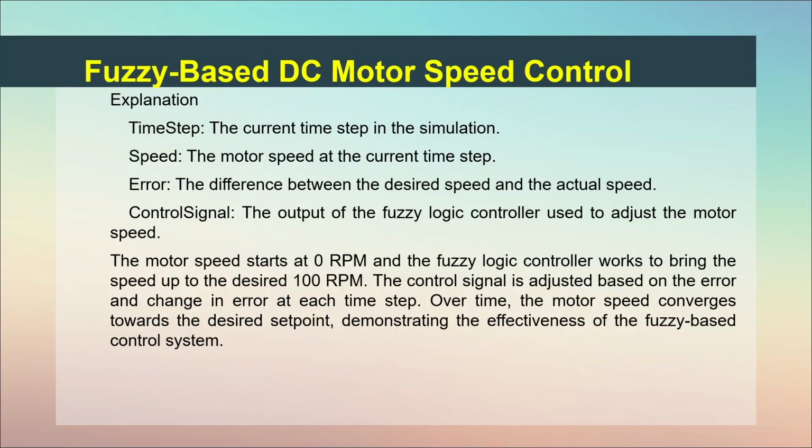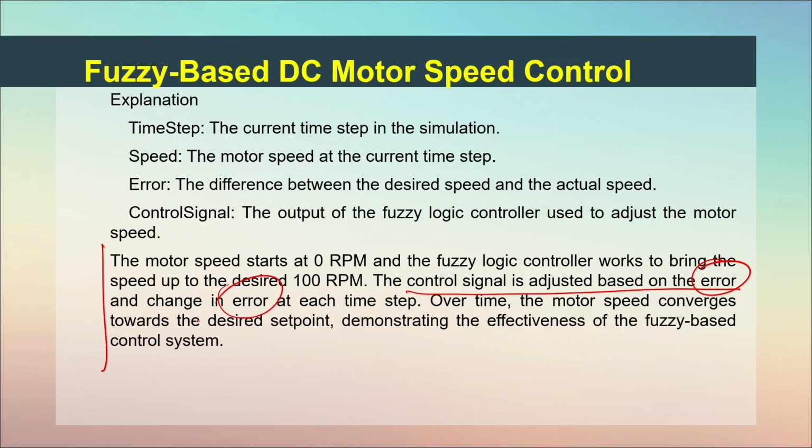See, the time step is the current time step in the simulation, then the motor speed and the error. The motor speed starts at 0 rpm and the fuzzy logic controller works to bring the speed up to the desired value. See, this is the idea. It starts at 0 rpm, and the fuzzy logic controller tries to enhance it to the desired rpm. In between that operation, the control signal is adjusted based on the error and the change in error at each time step. That is the main thing, error and change in error.